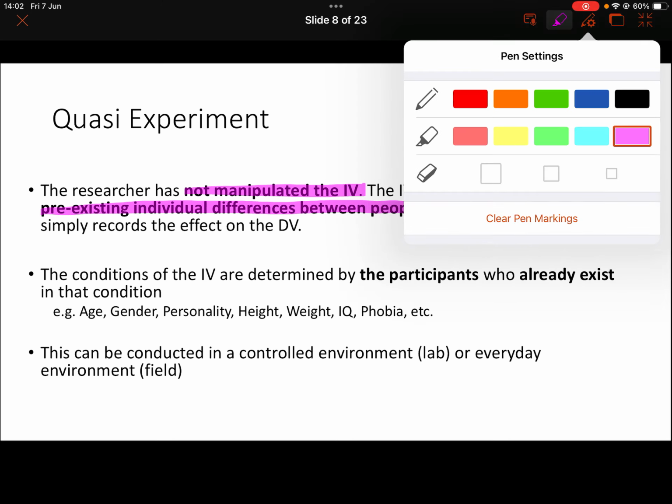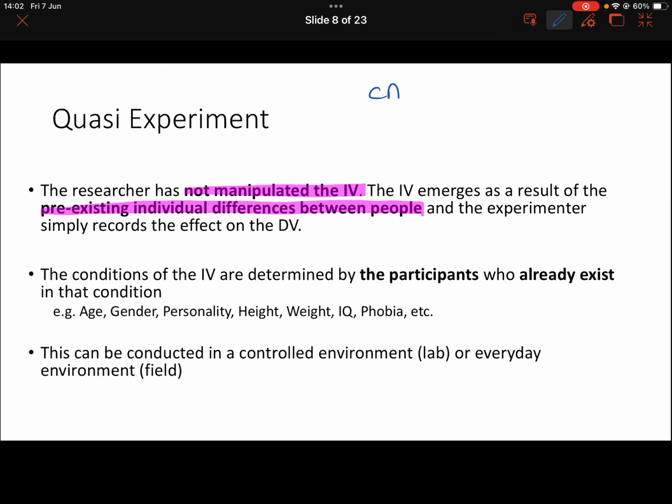So in this case, we have conditions. We have condition A or condition B, or we could think of these as a control and an experimental condition, but doesn't have to be. It could just be two conditions. And in this case, the IV, the difference between those conditions, comes about because of who is in each condition. They have some pre-existing individual difference, which means participants can only be in one condition or the other. And those conditions, therefore, are predetermined. Therefore, the IV is predetermined.